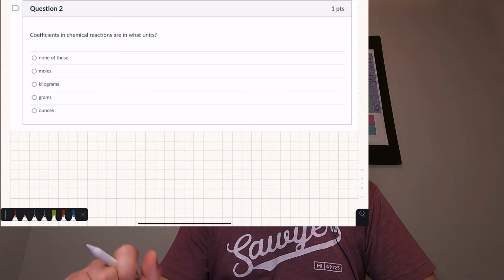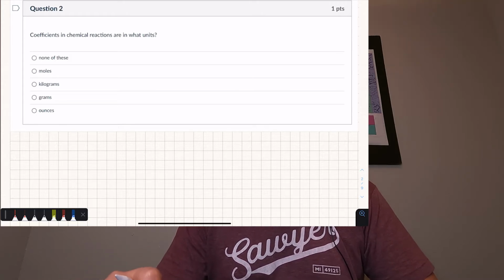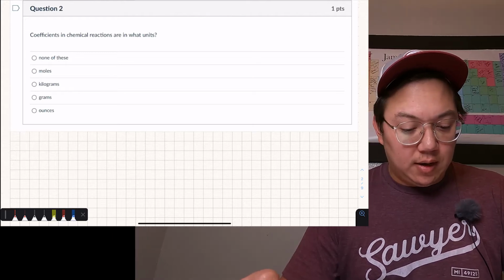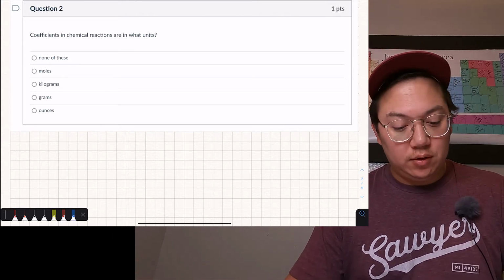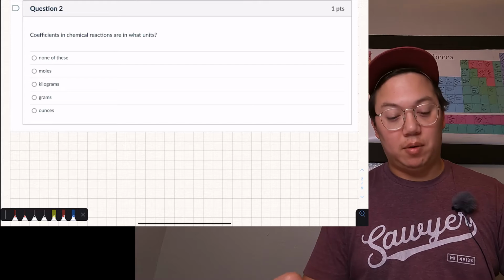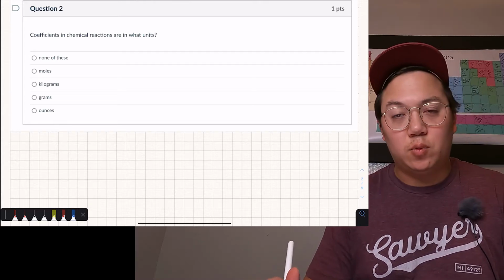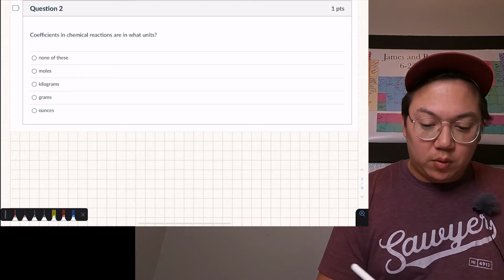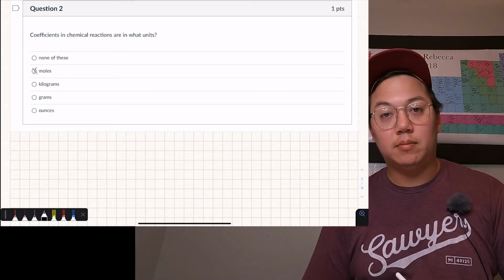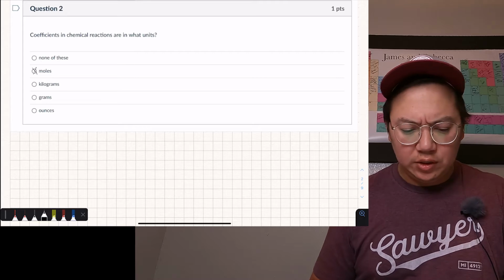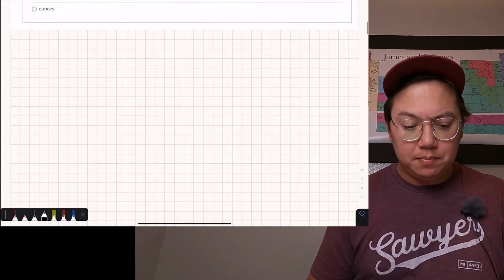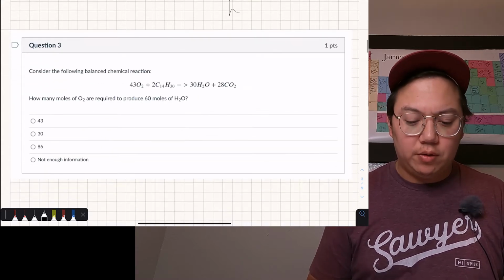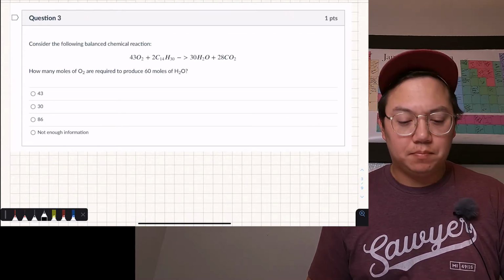For question 2, we're asked coefficients in chemical reactions are in what units? In our chemical reactions, as we saw in the previous problem, the stoichiometric quantities were in units of moles. So our stoichiometric quantities are in units of moles. Really just testing if you know the nomenclature here, the verbiage that we use to describe chemical reactions.